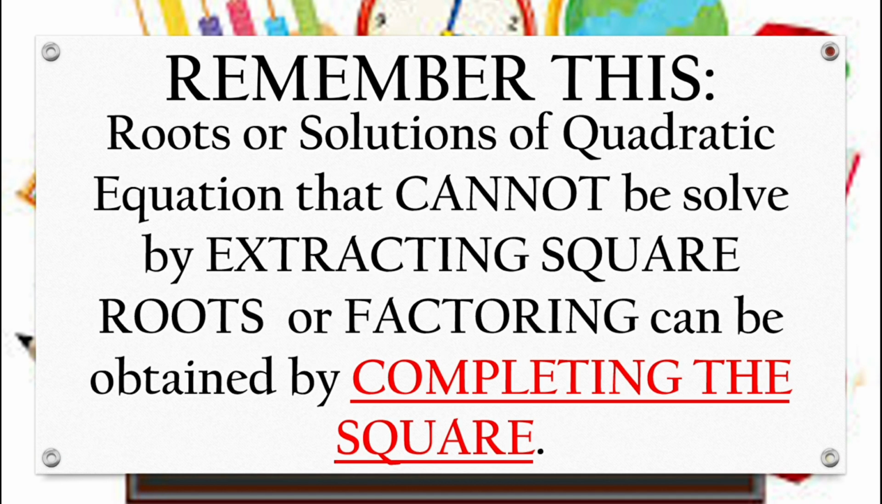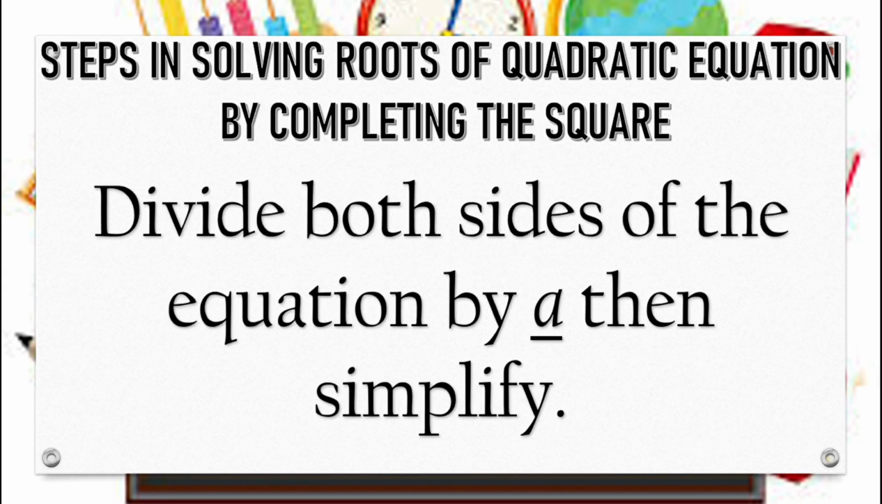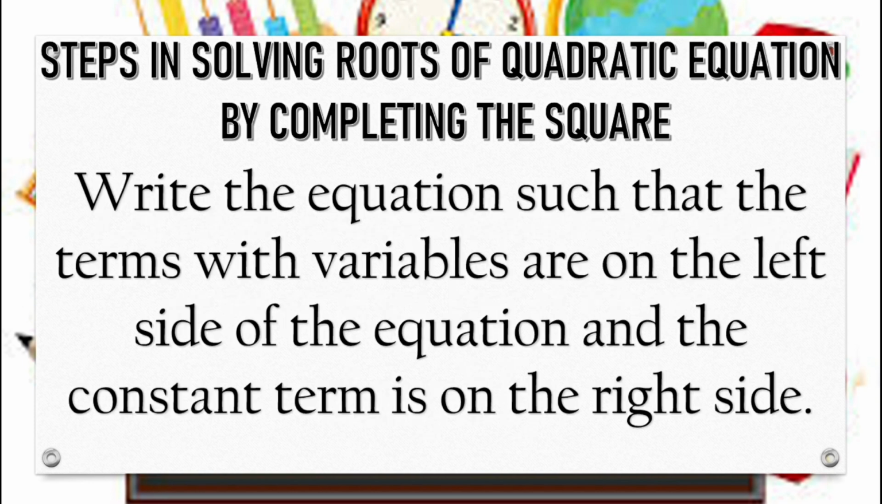Roots or solutions of quadratic equation that cannot be solved by extracting square roots or factoring can be obtained by completing the square. And these are the steps in solving for the roots of quadratic equation by completing the square. First, divide both sides of the equation by a, then simplify. Second, write the equation such that the terms with variables are on the left side of the equation and the constant term is on the right side.